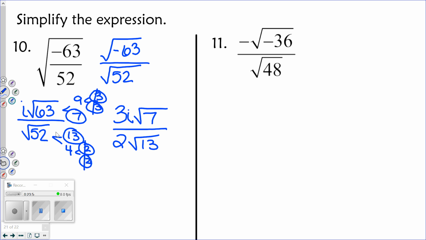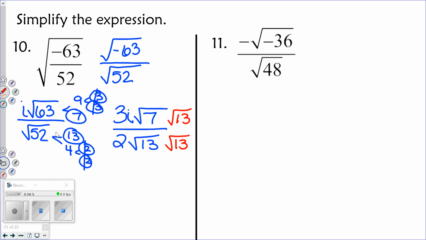Questions so far? We split it apart, and then we just simplify both of our radicals. And then from there, what's step 3? Did you write the steps down? Step 3 is to rationalize. So I need to multiply top and bottom by radical 13. Notice I did not multiply by the 2. 2 is not in a radical. I just need to get rid of that radical.